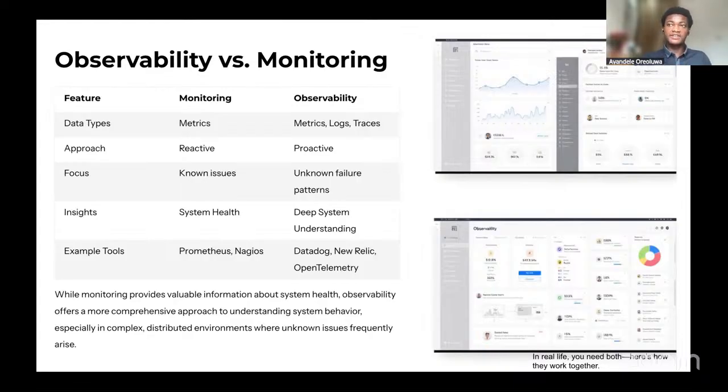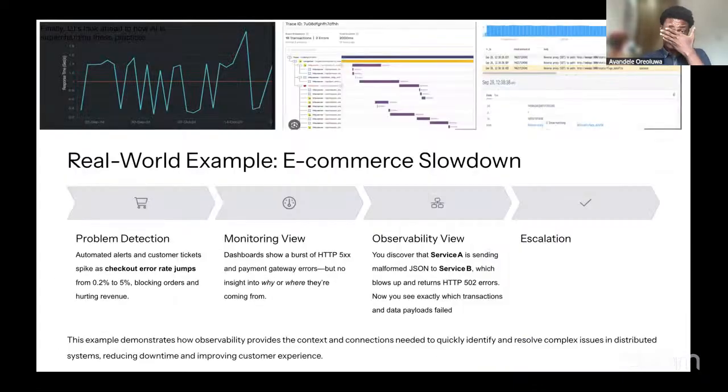So let's say in real life, it's not actually about observability versus monitoring. It's how we can implement the two together, how they work together. So we can see how it's going to work out in a real world scenario. In the real world scenario now, we've set up automated alerts. We've set up our monitoring system, set up observability.